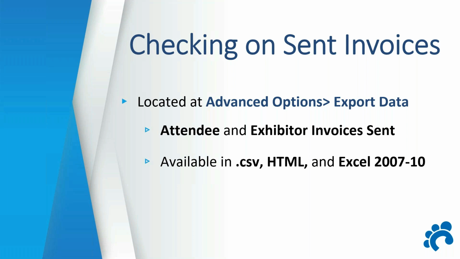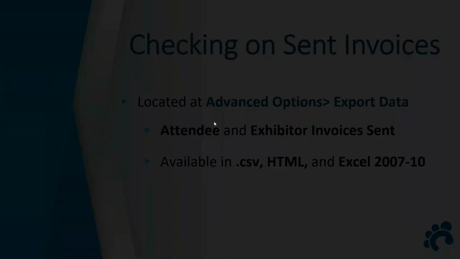Now, of course, with all the other exports in the system, those are going to be located at Advanced Options, Export Data. And there's two different invoices that I'll show you when we check out the actual software, and they're located near the bottom of that list as attendee invoices and exhibitor invoices separately. And of course, like all of our exports, it is available in CSV, HTML, and the 2007-2010 version of Excel.